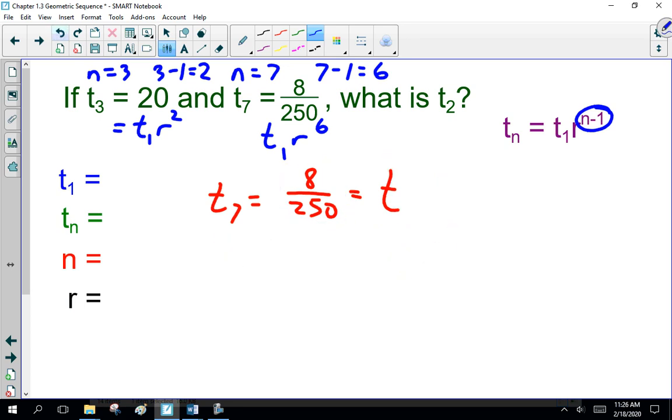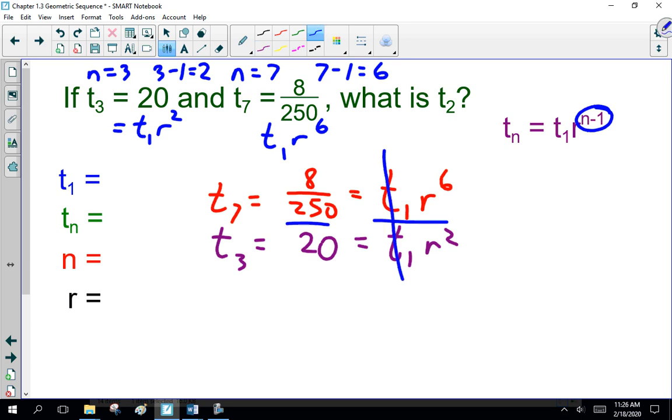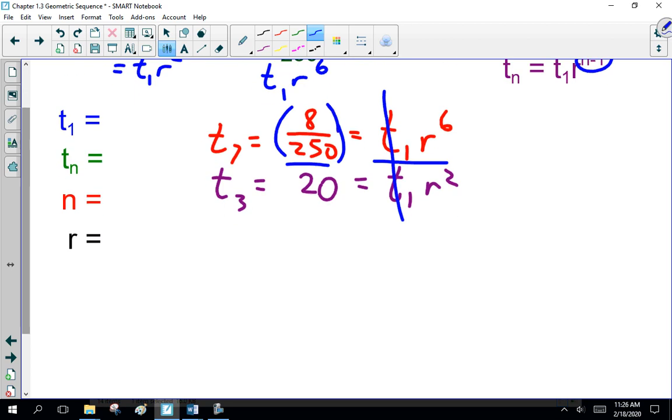Okay, let's back up here. So, everybody agree with this part. T7 equals 8 over 250, which is T1 r to the 6. All right. The next equation, T3, is... And doing a little division. My T1s cancel, so you're all right to here. Now, as I said, these fractions are annoying, but I prefer if you leave them in fractions. If you really want to put it in a decimal, whatever. Grab Mr. Calculator. 8 divided by 250 divided by 20 is what? 1 over 625.